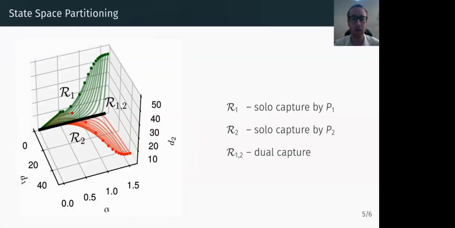We can partition the state space based on how the optimal engagement will terminate. The separating surface is computed by considering the limiting case of solo capture, wherein the redundant pursuer's terminal distance approaches 1.